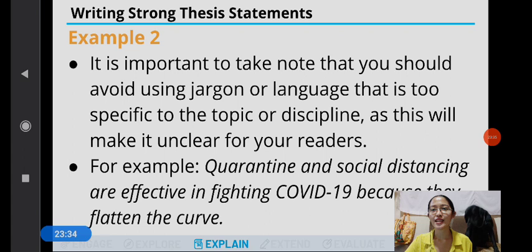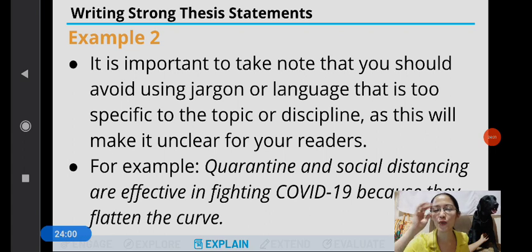So, next, it is important to take note that you should avoid using jargon or language that is too specific to the topic or discipline, as this will make it unclear for your readers. When we say jargon or language, these are words or terms that are very specific to a certain profession or a certain type of people, no? Which only they can understand, or which are made for them to understand.